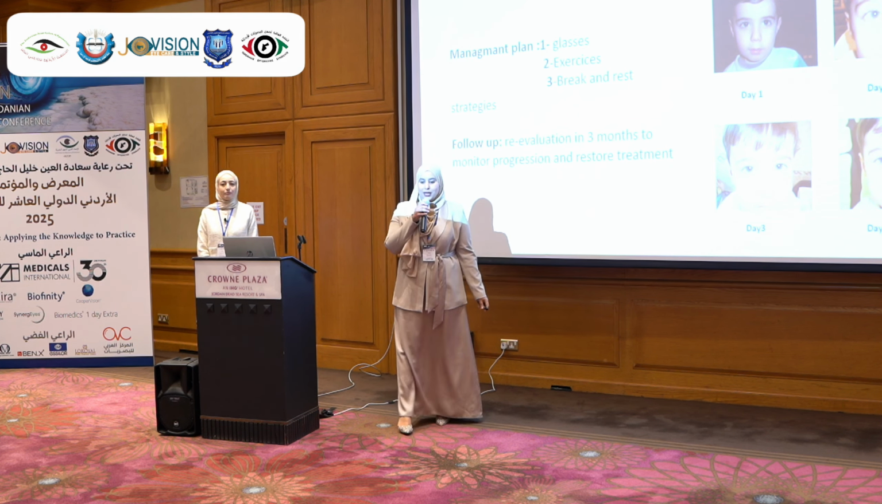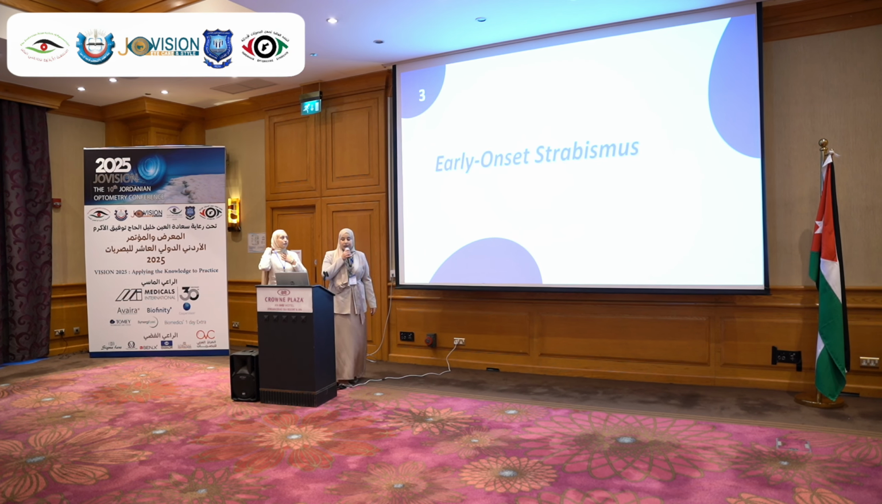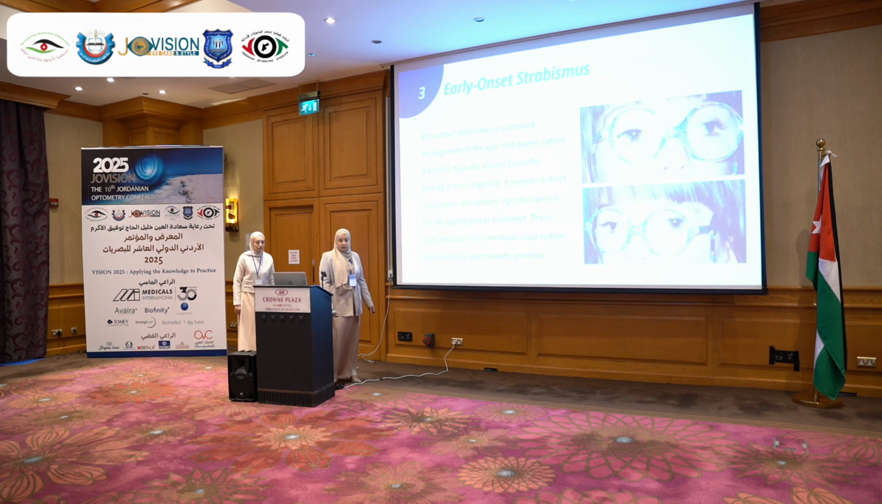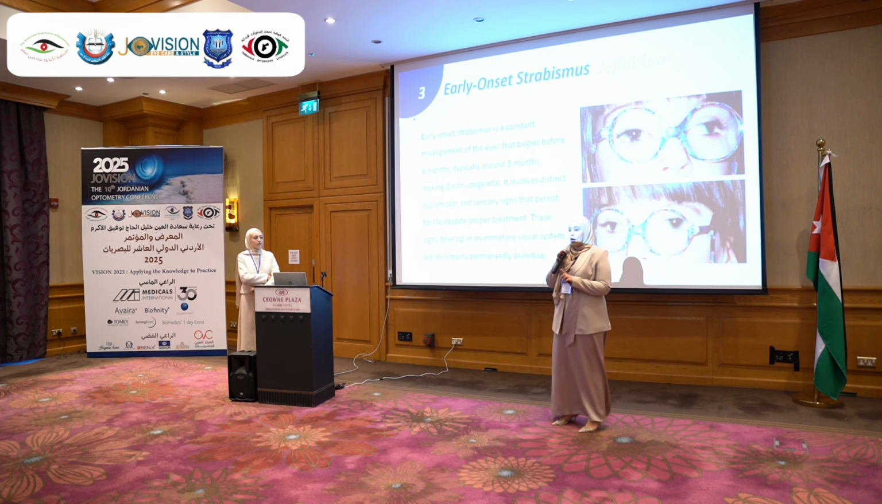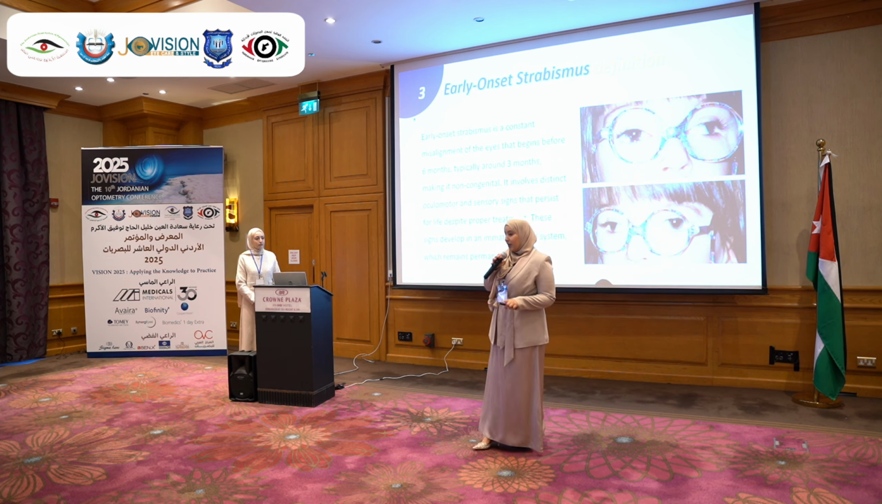Hello again. So now we will talk about the second type of strabismus that we mentioned with you. In this type of strabismus, we're going to start with the definition. Early onset strabismus is defined as a constant misalignment of the eye occurring before 6 months, typically around 3 months, non-congenital and non-accommodative. Please underline this. And it involves distinct oculomotor and sensory signs.